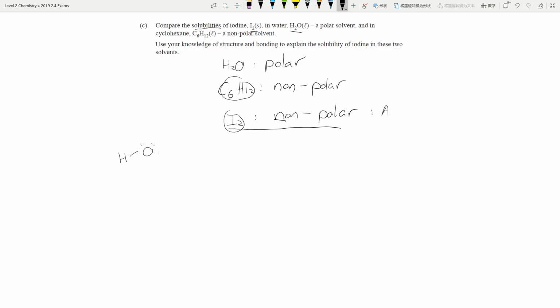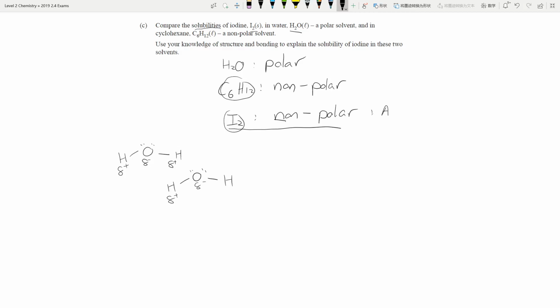So let's look at the water molecule, for example. Before we dissolve anything into the water, let's look at the water molecule as it is. This is a polar molecule, so the hydrogens are delta positive, slightly positive, and then the oxygens are slightly negative.